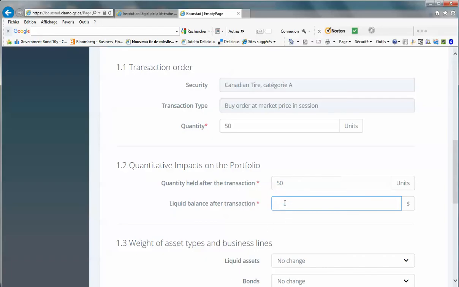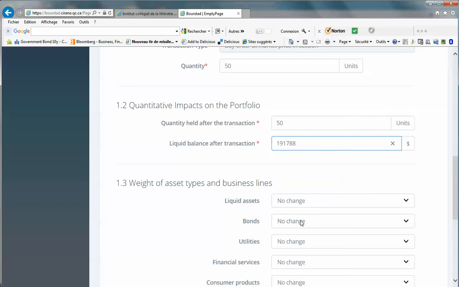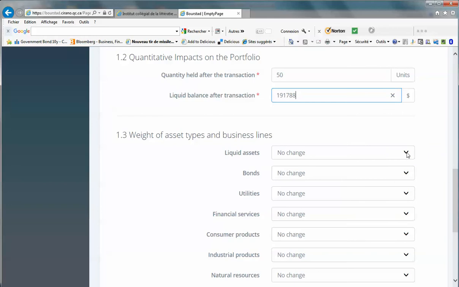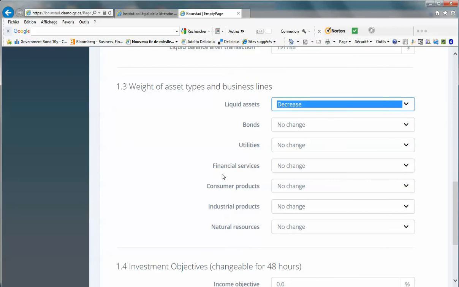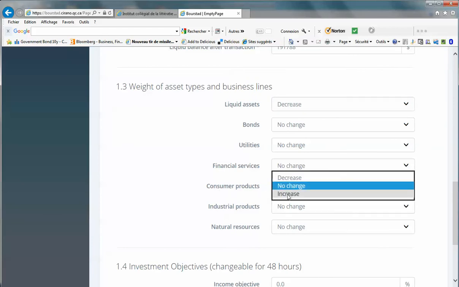So that's 191,788. I also have to specify what change that transaction will make to my portfolio. So my liquid assets obviously will decrease because I have to pay with my cash. And Canadian Tire belongs to the consumer products category, so that category will increase.